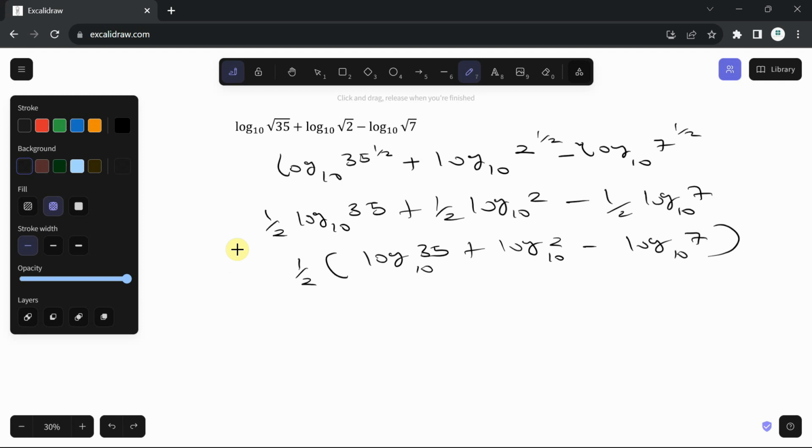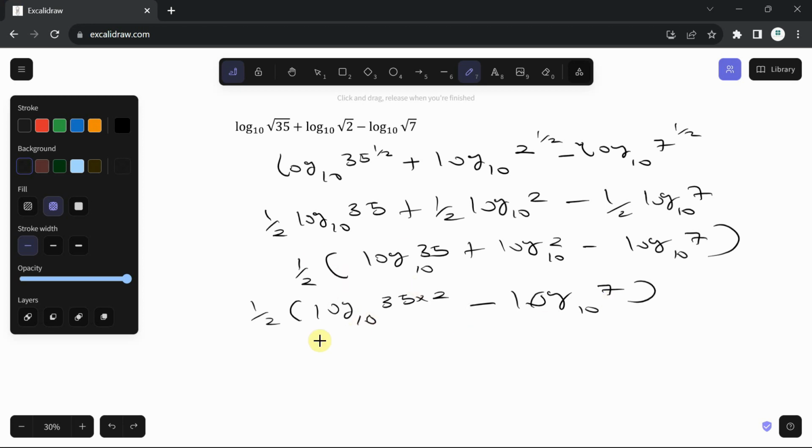Great. What else do we know about this? They all have the same base, right? Since they all have the same base, if it's addition that is joining them, we're going to do what? We're going to multiply. So let's do it in bits. Let's say half, open bracket, log base 10. I'm going to multiply this because they have the same base. This is like saying 35 times 2, minus log 7 base 10.